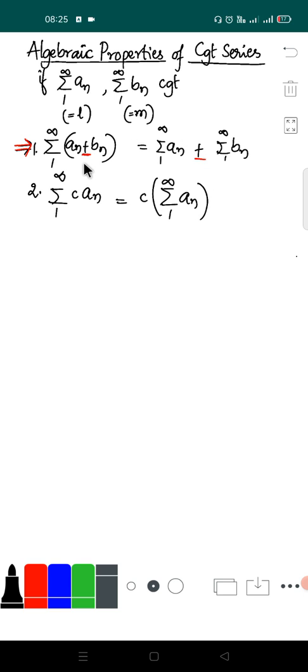For supposing, we will also give the counter example for that. For example, you take two series. The first series is minus 1 whole to the power of n, where n goes from 1 to infinity. The second series is minus 1 whole to the power of n plus 1, where n goes from 1 to infinity.